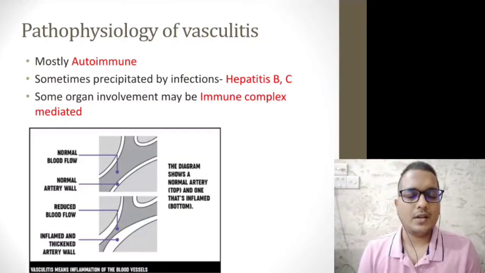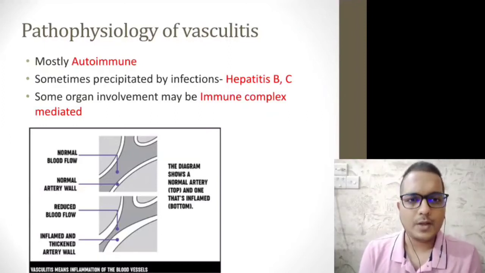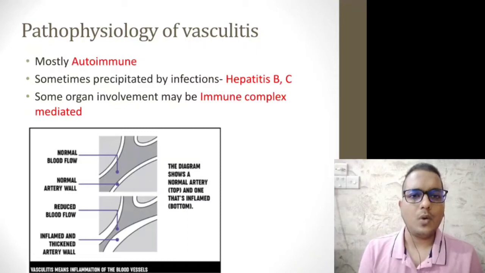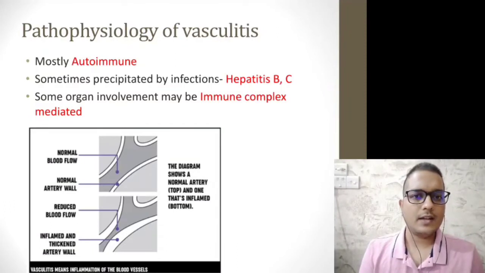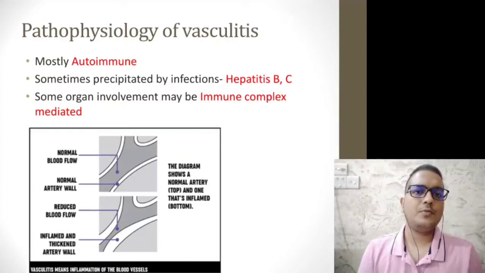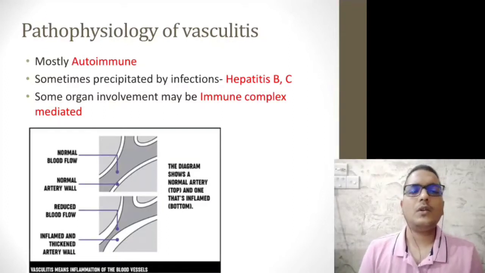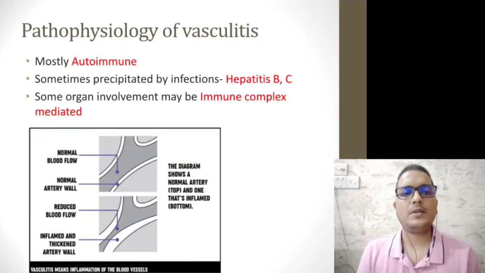So this is the basic pathophysiology of vasculitis, and as we can see in the picture, the normal blood flow is like the first picture. In the lower picture we can see that there is reduced blood flow, and this is because of the inflamed and thickened arterial wall that is caused by the vasculitis. So vasculitis causes inflammation of the arterial wall, and this causes thickening of the arterial wall, and this narrows the blood vessel, and there is reduced blood flow. So this produces all the symptoms. It is very important to understand that this is the reason why the symptoms develop.